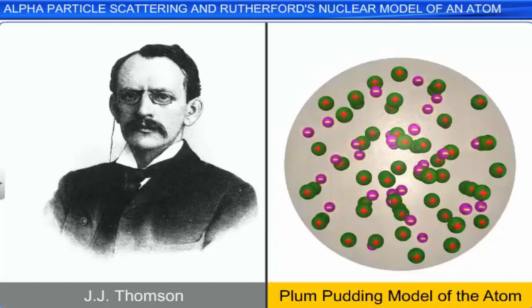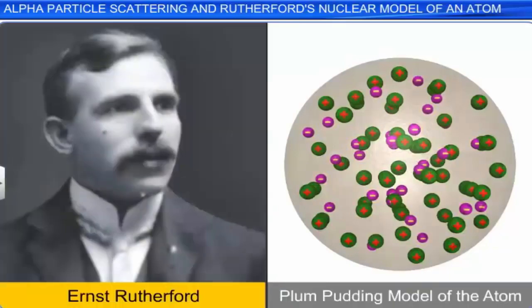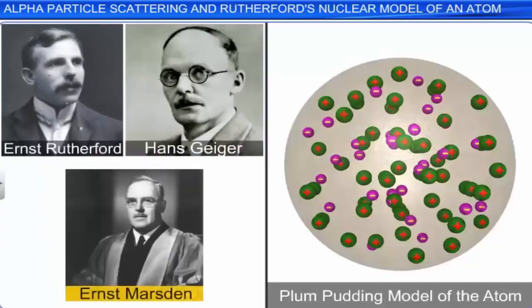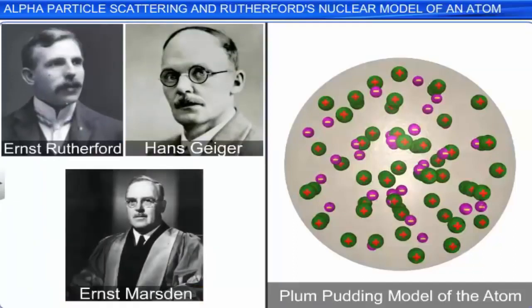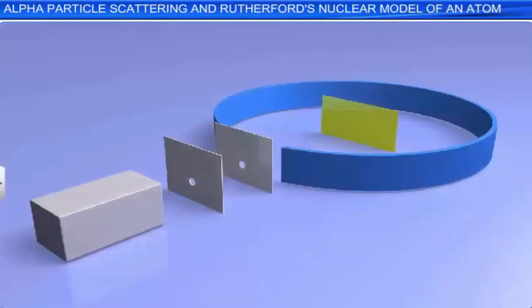But subsequently, an experiment proposed by Ernst Rutherford and carried out by his students Hans Geiger and Ernst Marsden to understand the structure of the atom proved that the plum pudding model of the atom was not in agreement with the results of the experiment. Rutherford proposed that the scattering of the alpha particles from atoms of an element would be helpful in understanding the structure of the atom. Let us now study and understand Rutherford's alpha particle scattering experiment, which led to Rutherford's nuclear model of the atom.